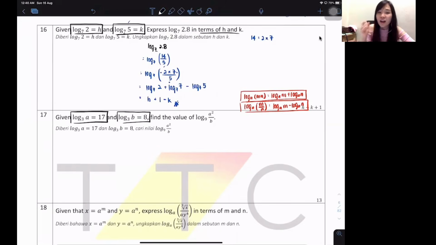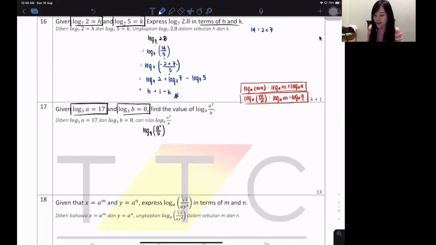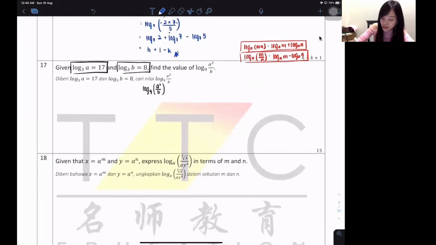So log 3a is 17. Log 3b is 8. They want to find log 9a squared over b. I put bracket, okay, so you guys can see nicely. So I repeat again. Indices of logarithm. Isn't it again start from same base? So guys, I see the questions are this one 3, this one 3, this one 9. Different base, isn't it? We must change it to become the same base.